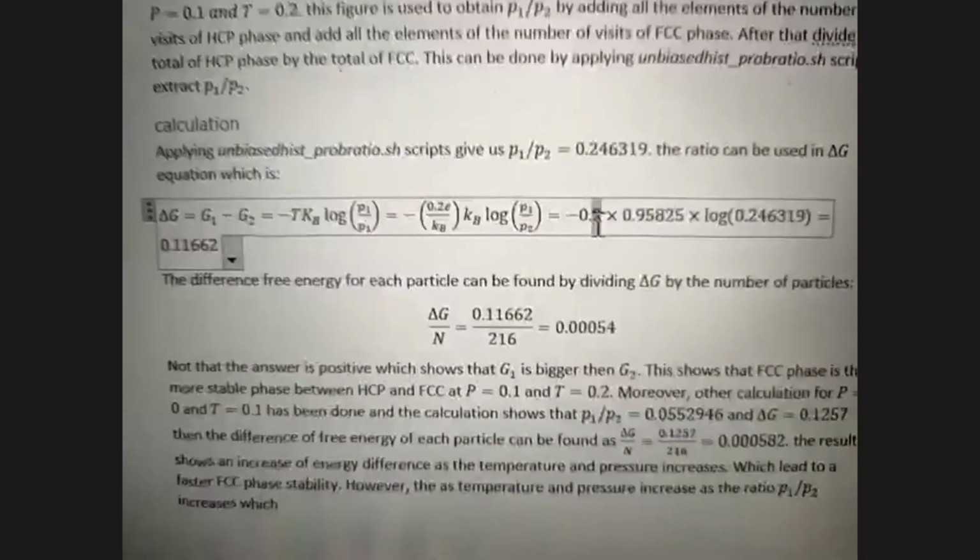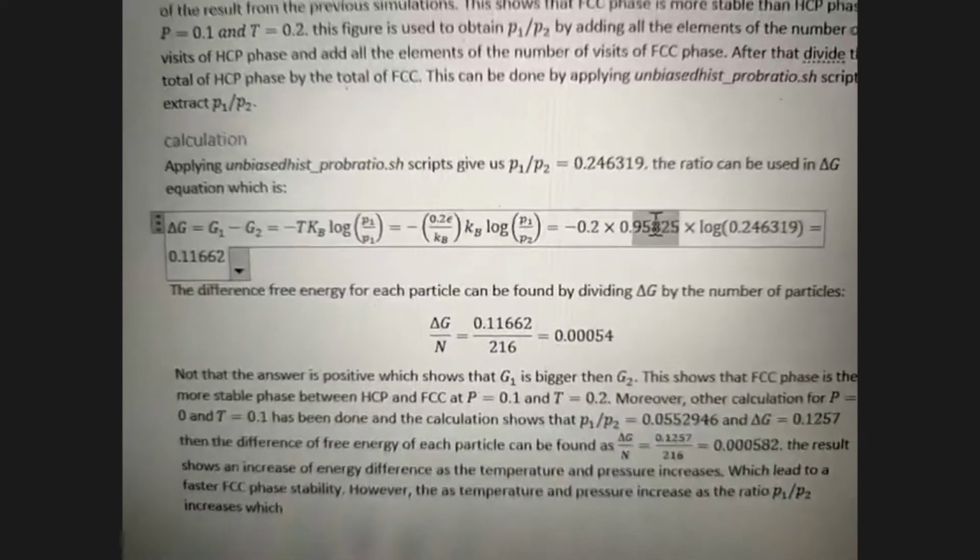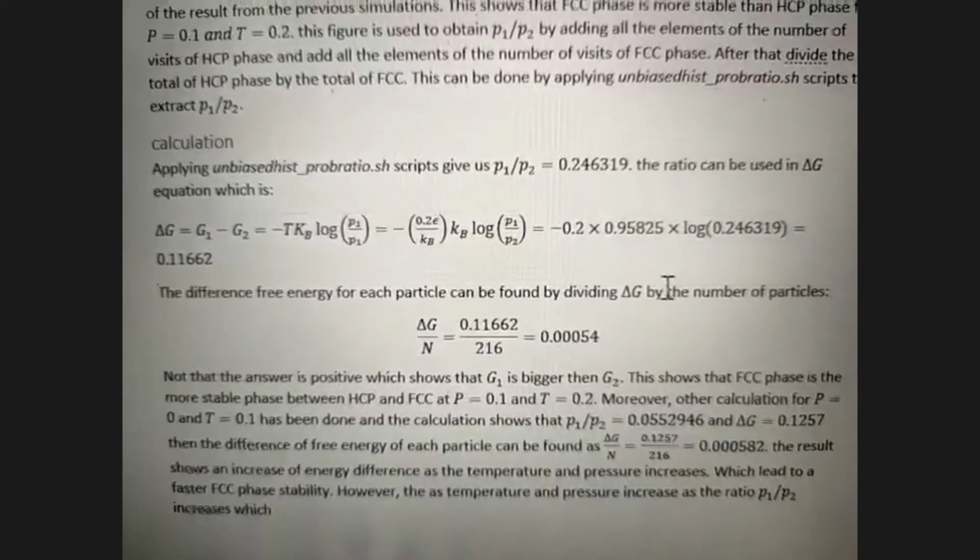I don't think that's the one. Let's go back a little bit, go up a little bit. The first one you'll see the delta G. You have the delta G is for -2. This is my own temperature, 116, and this is my epsilon. Is everything good?